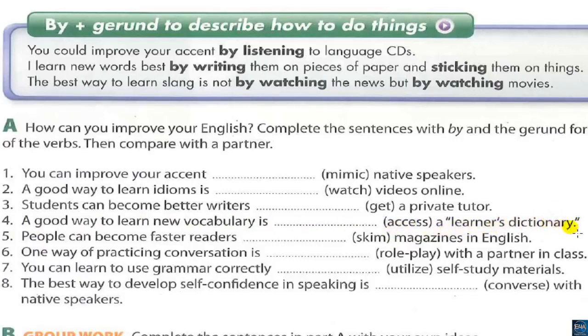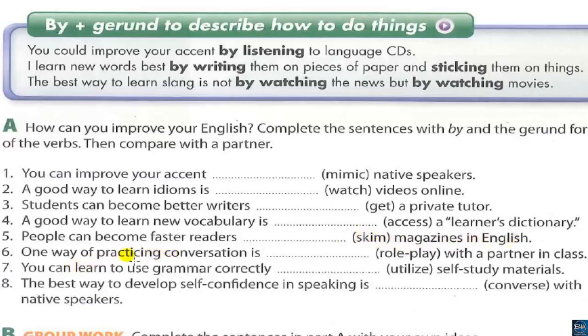Dictionary, American, British, dictionary. Don't say dictionary, no, wrong. British, dictionary, American, dictionary. 5, people can become faster readers by skimming magazines in English. To skim, to read fast.